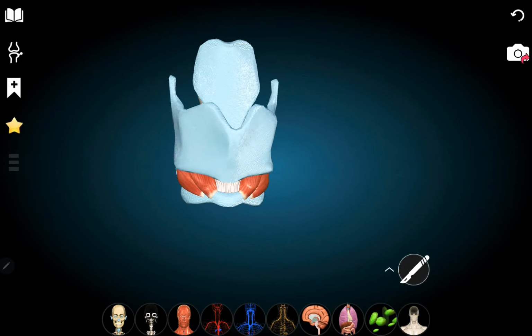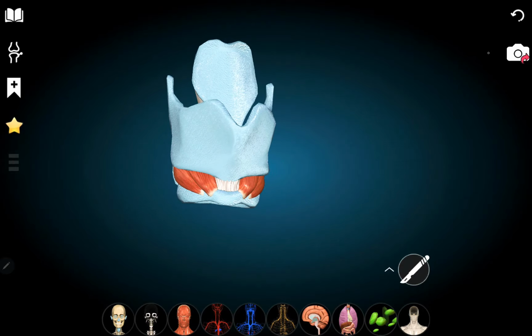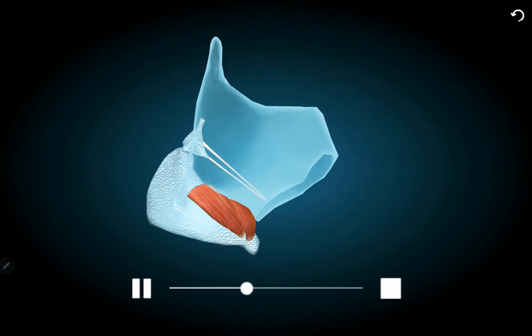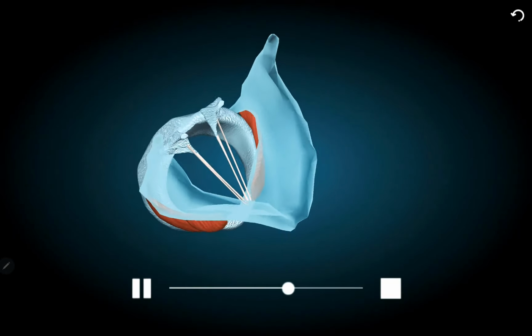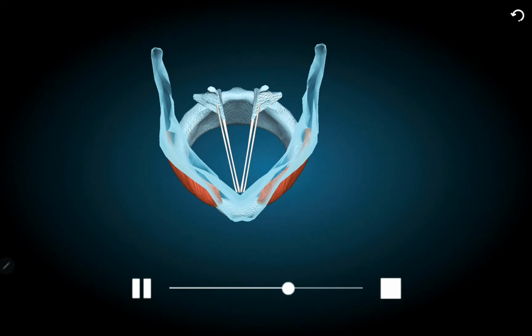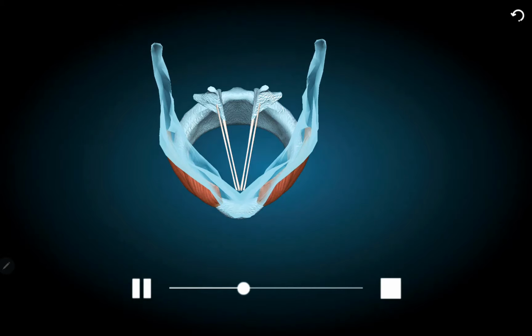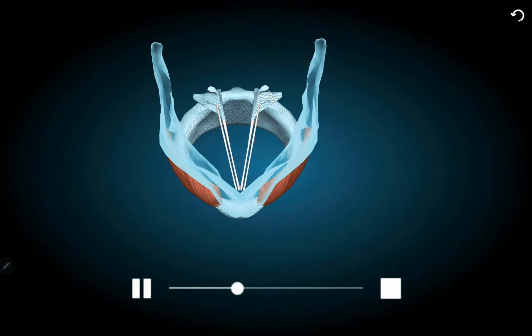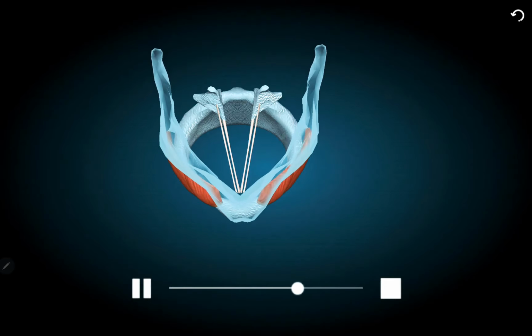So it is the tensor of the vocal cord. Let's see how. See guys, once this muscle is acting, it is going to tense the vocal cord. If you see, it is tensing the vocal cord. And thereby, see, the vocal cords become narrower. That is how the high pitch voice becomes.